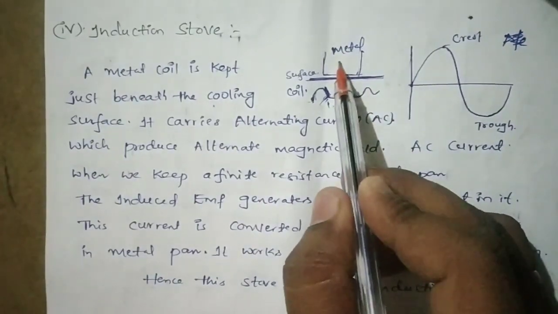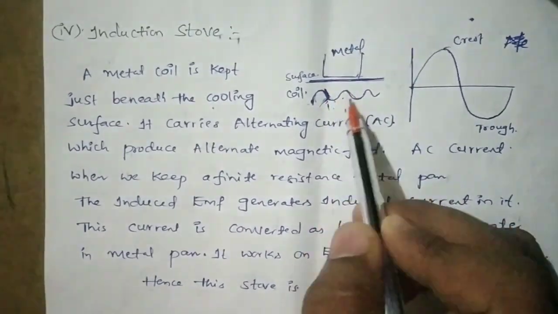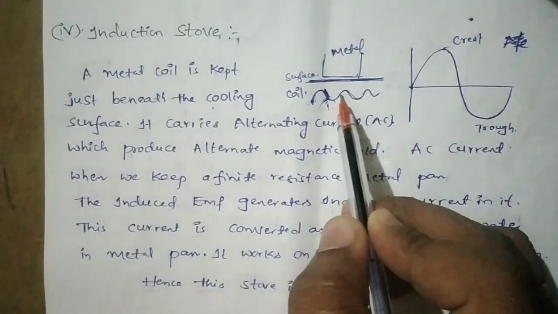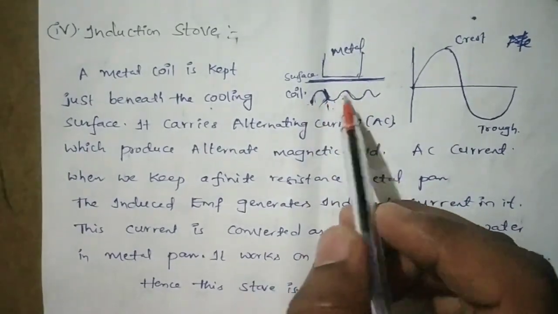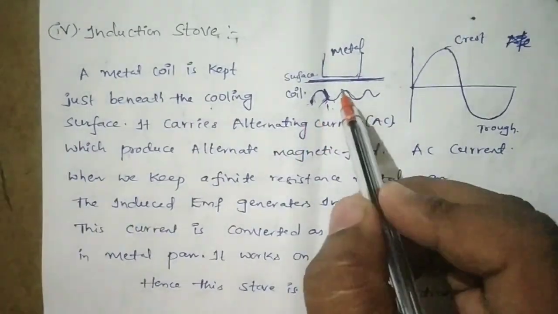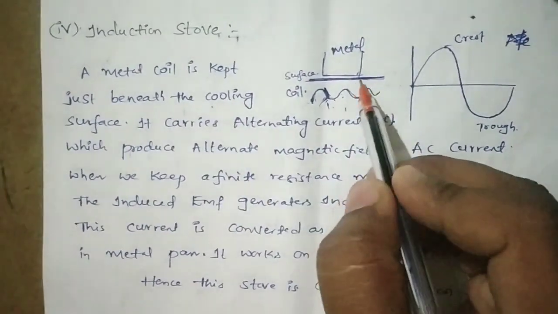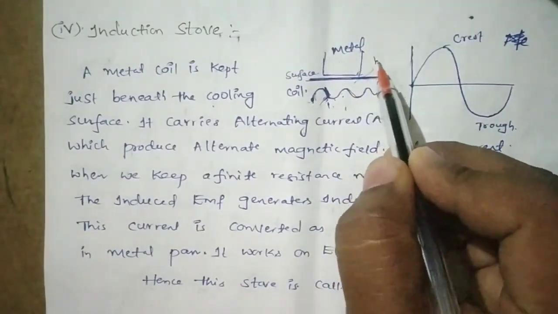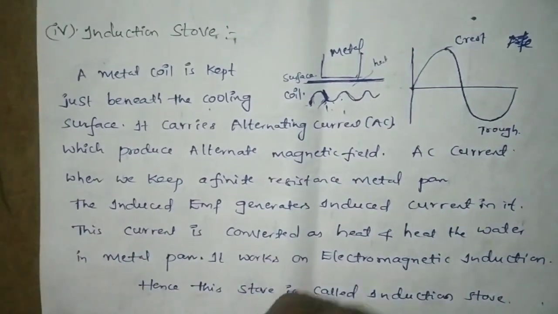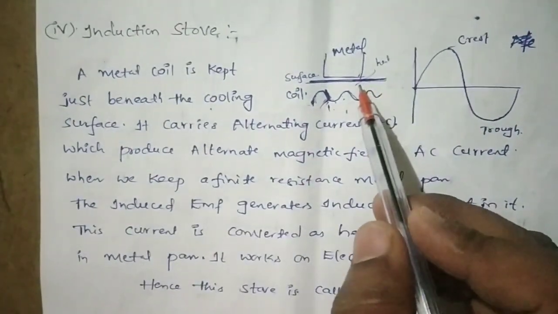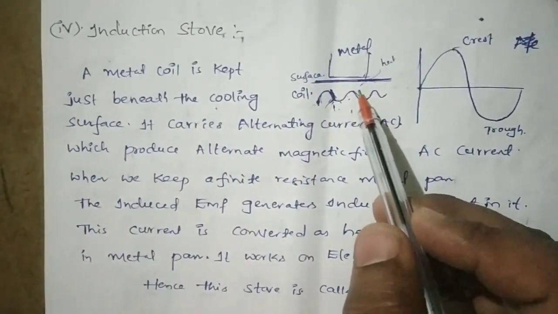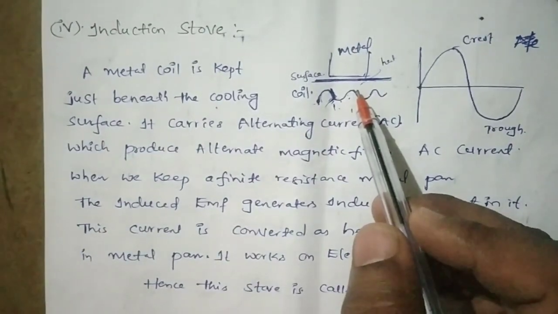Now whenever you keep a metal pan, the magnetic field produced by this coil will be disturbed by this metal pan, and that will produce some electrical current. That current is converted into heat energy. Electrical energy is converted into heat energy. The best example is the water heater.